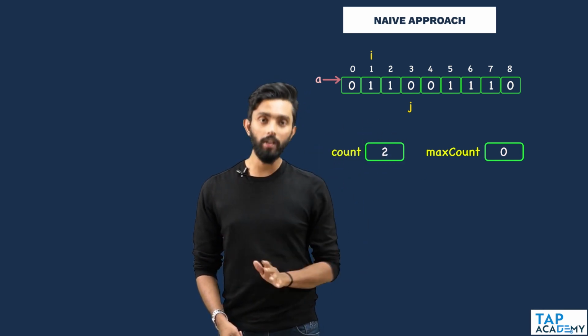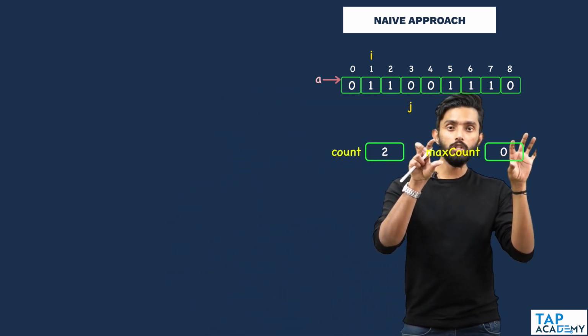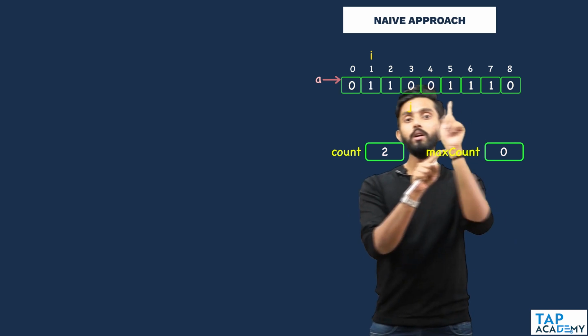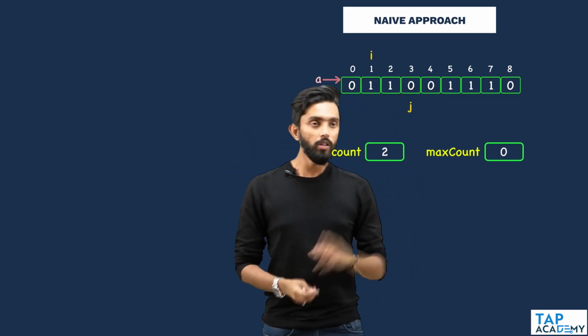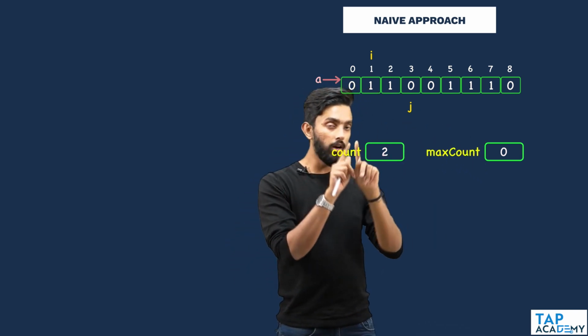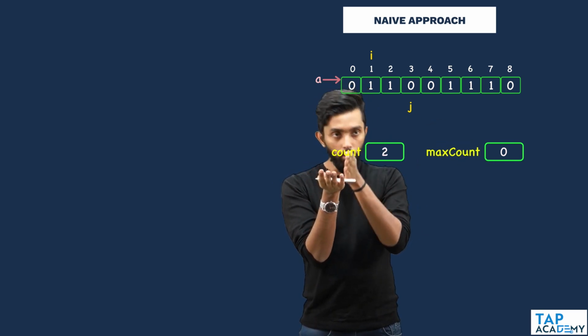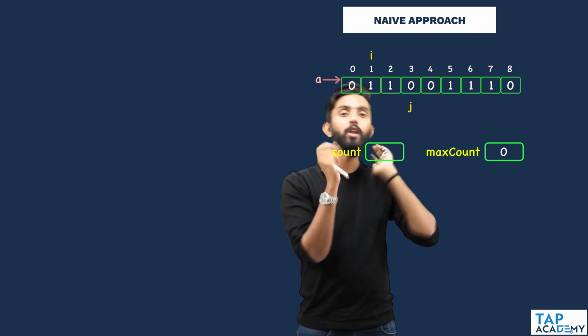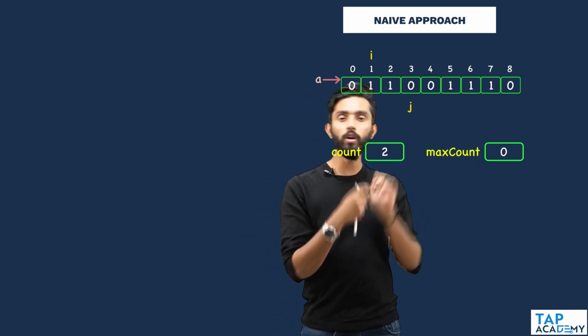But before resetting the count value, what I will do is, this max count's duty is to store the maximum consecutive count value. So the moment this chain breaks, I will check which is maximum between these two values. Is the value inside count maximum or is the value inside max count maximum? Whichever is maximum, I will store it inside max count.